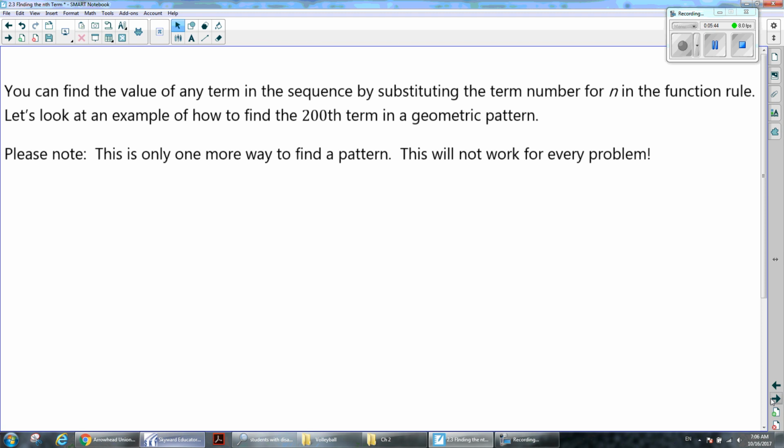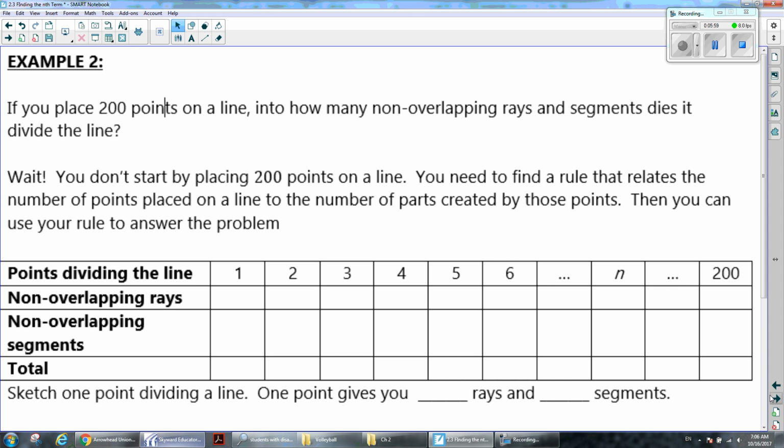Okay, so you can find the value of any term in the sequence by substituting the term number for n in the function rule. Let's look at an example of how to find the 200th term in a geometric pattern. We will actually get to that tomorrow in class together.